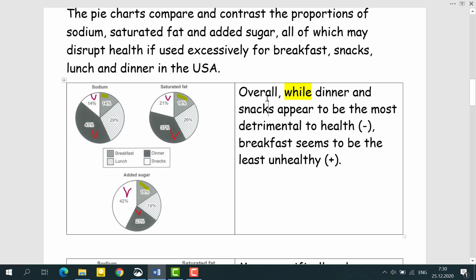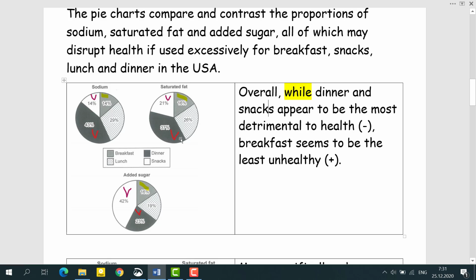Now let's be more specific here. Overall, while dinner and snacks appear to be the most detrimental to health. In this case, appear to and seem to have the same meaning. So you don't want to write while dinner and snacks are the most detrimental. You want to write appear to be or seem to be. That's what you see. And here you're trying to be more polite. Therefore, you're writing appear to or seem to.